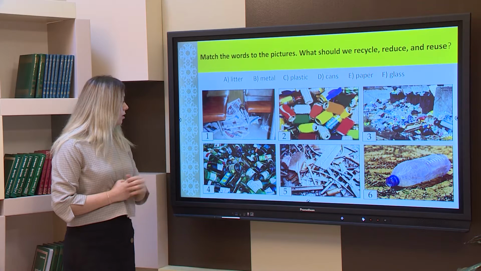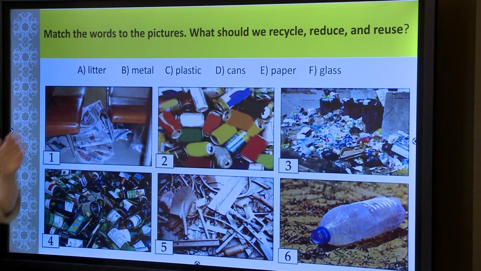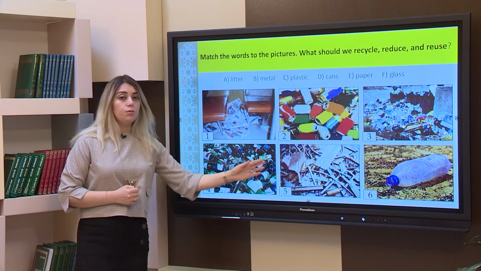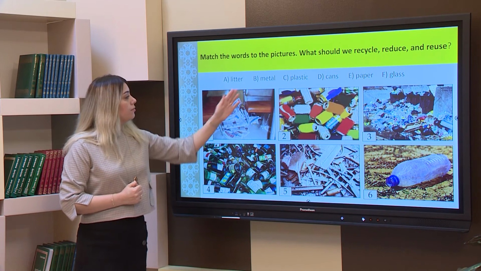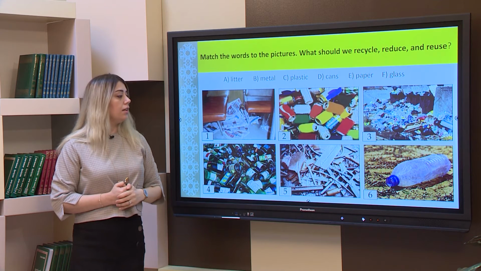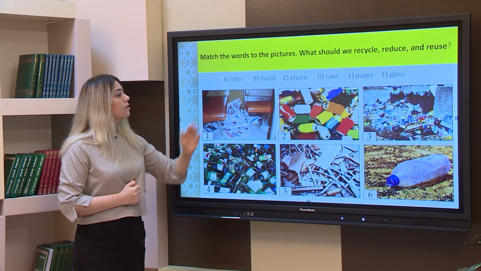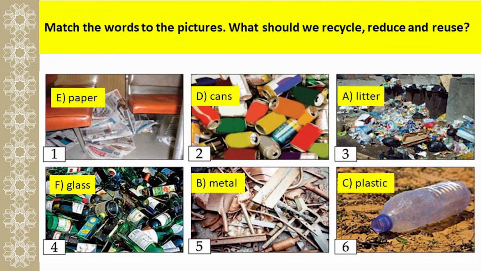And number 4, there is some glass. We can see lots of bottles here which are made from glass. So these are glass. Number 5 is metal, B. And number 6 is C, plastic. Here you can see again and take notes in your copybooks and learn the names of these items.